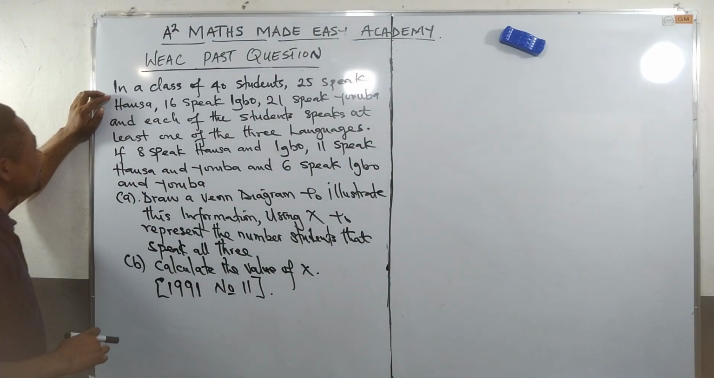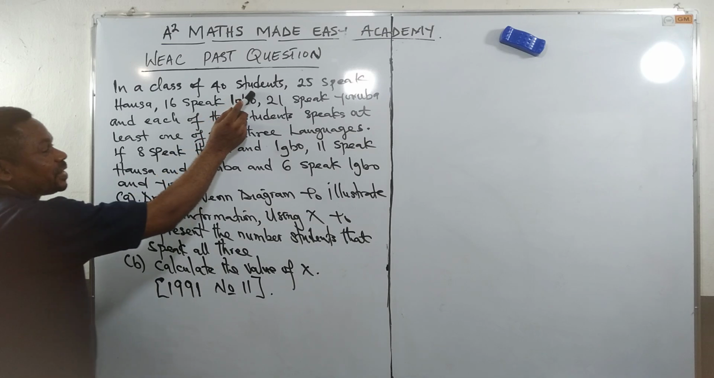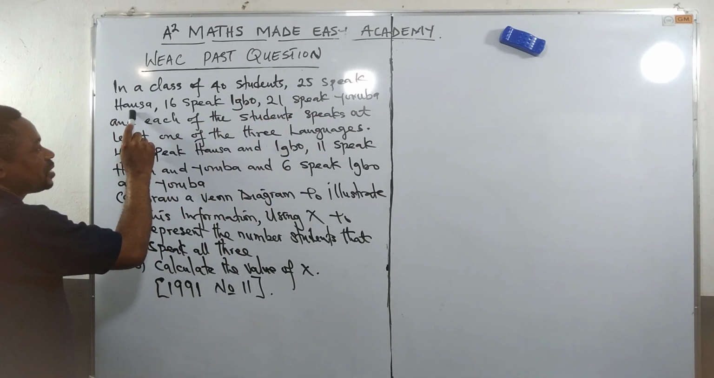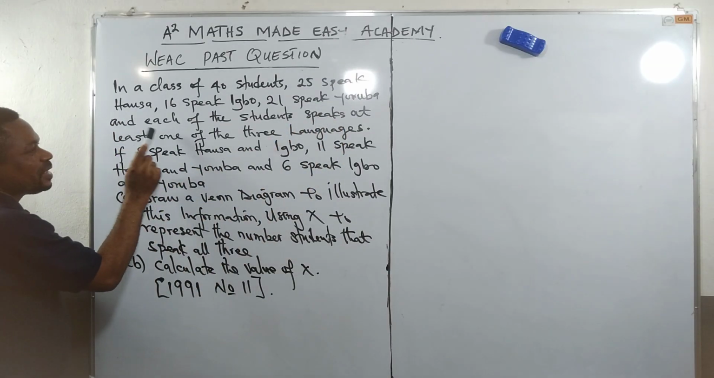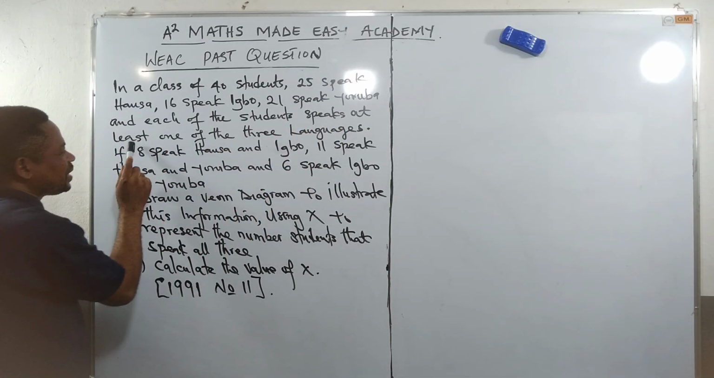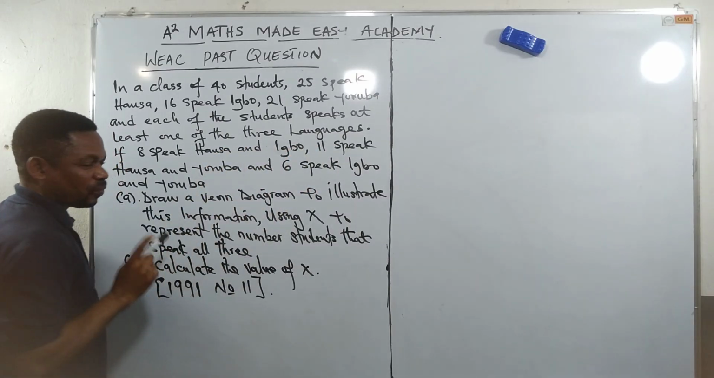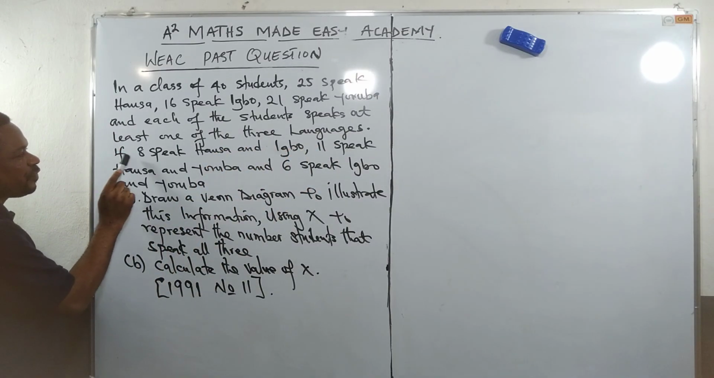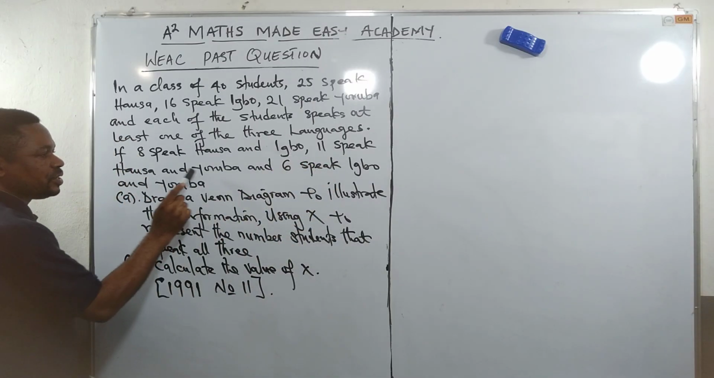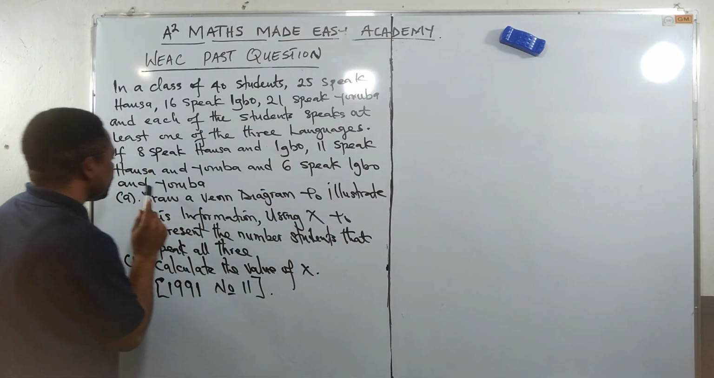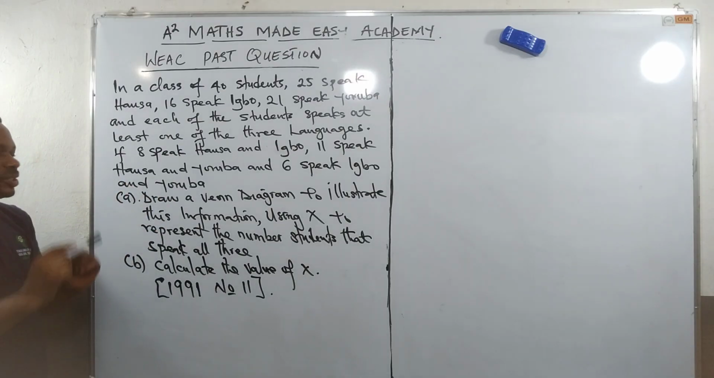The question says, in a class of 40 students, 25 speak Hausa, 16 speak Igbo, 21 speak Yoruba, and each of the students speaks at least one of the three languages. Now look up, if 8 speak Hausa and Igbo, 11 speak Hausa and Yoruba, and 6 speak Igbo and Yoruba.